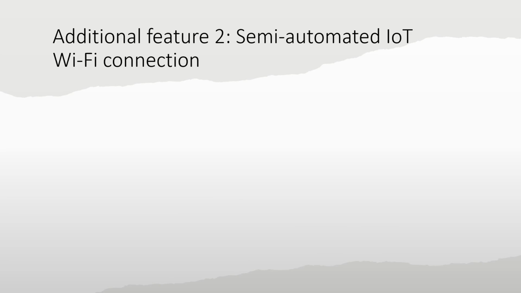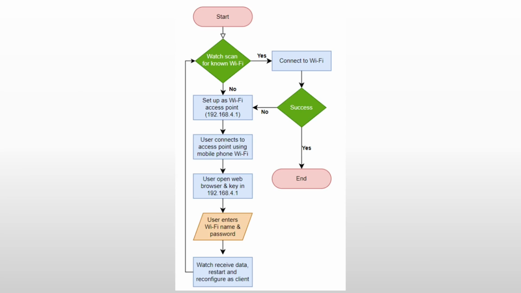Next, I'm going to introduce to you our additional feature 2, which is the semi-automated IoT Wi-Fi connection. Now I'm going to explain our additional feature 2, the semi-automated IoT Wi-Fi connection flowchart. First, when the F5 Plus is powered up, it will scan for known Wi-Fi, and if the known Wi-Fi was scanned and the SSID and password were correct, it will have a successful connection to the internet.